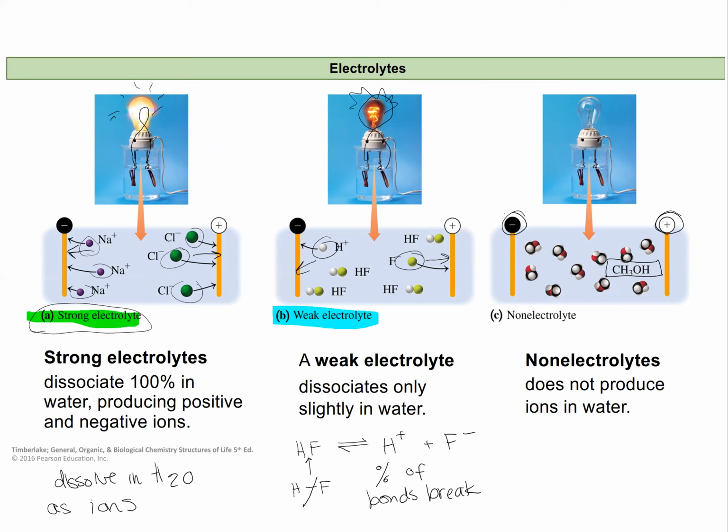So for a strong electrolyte, all of our reactant becomes an ionic product. A weak electrolyte, only a percentage does. A non-electrolyte, none does.